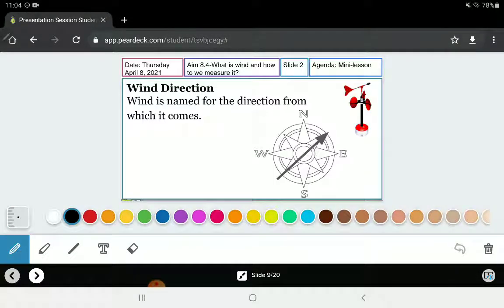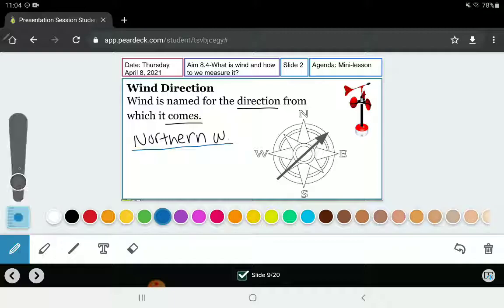So winds are named for the direction from which they come. So a northern wind, I'm just going to abbreviate the W, comes from the north. If you were to draw a northern wind, you'd actually see an arrow like this. A northern wind comes from the north.